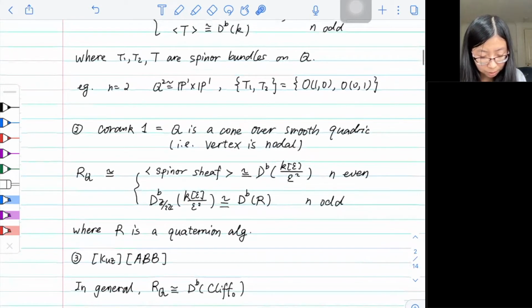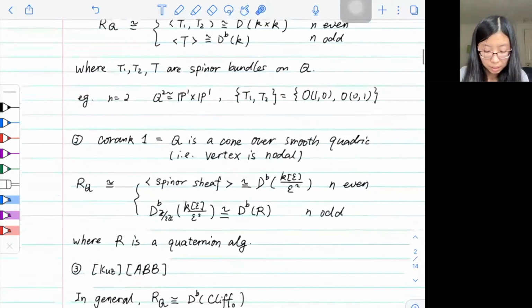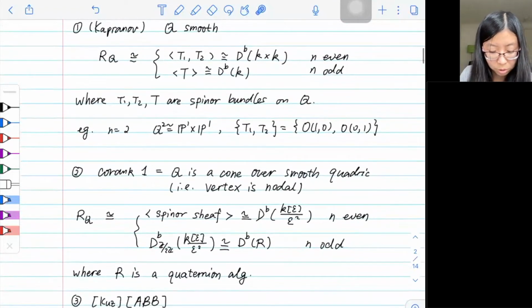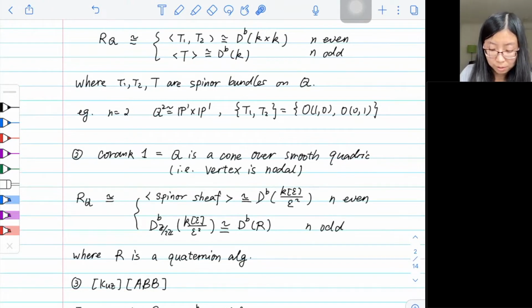So actually, this result will recover the first two cases. This is because when your quadric is smooth or corank 1, the even Clifford algebra would just be the matrix algebra over all these algebras that we have seen here. And then you have the equivalence between them by Morita equivalence.